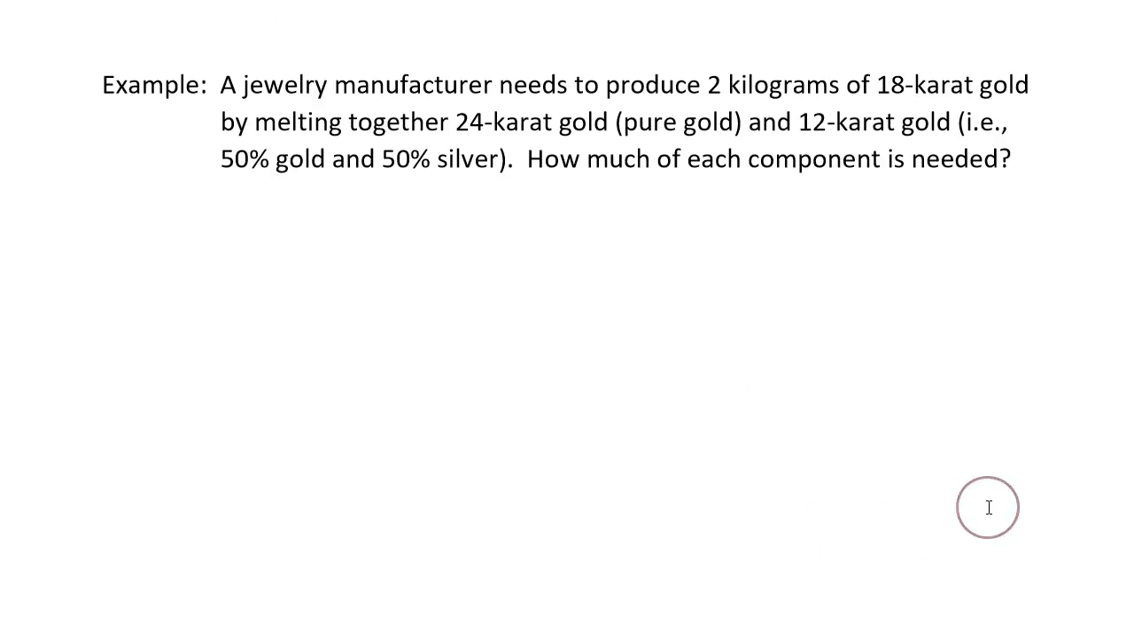One final example. A jewelry manufacturer needs to produce 2 kilograms of 18-karat gold by melting together 24-karat gold, which is 100% pure gold, and 12-karat gold. 12-karat gold is a mixture of gold and silver. 12 carats out of the maximum of 24 carats is the fraction 1/2, meaning it's half gold and half silver. How much of each component is needed?